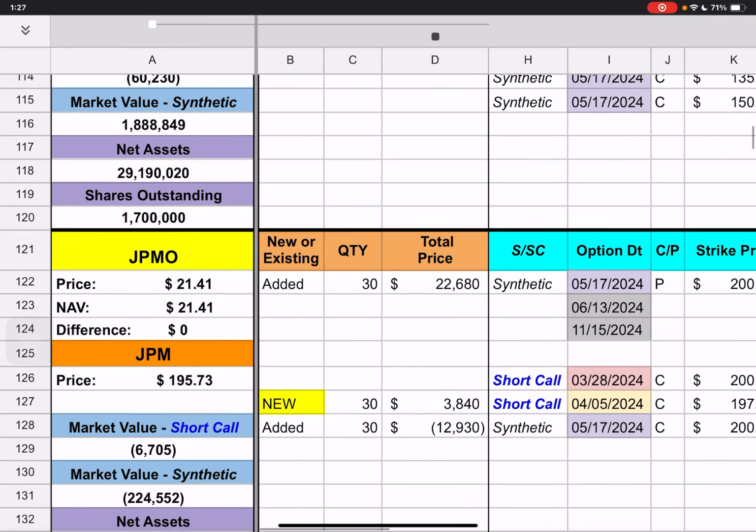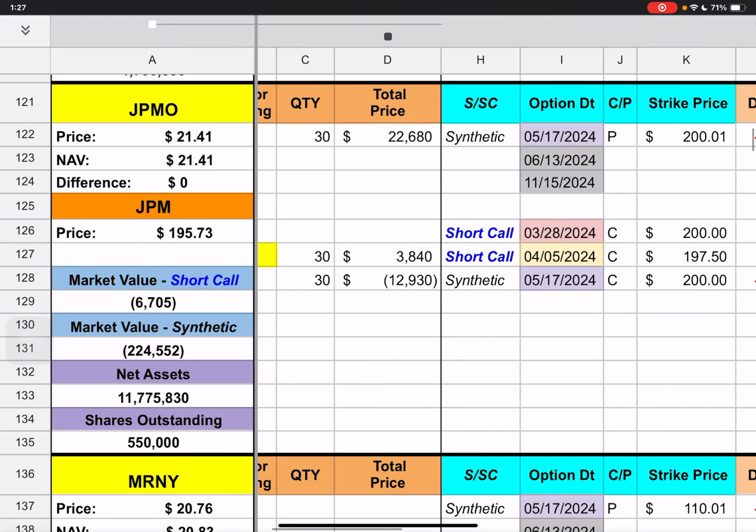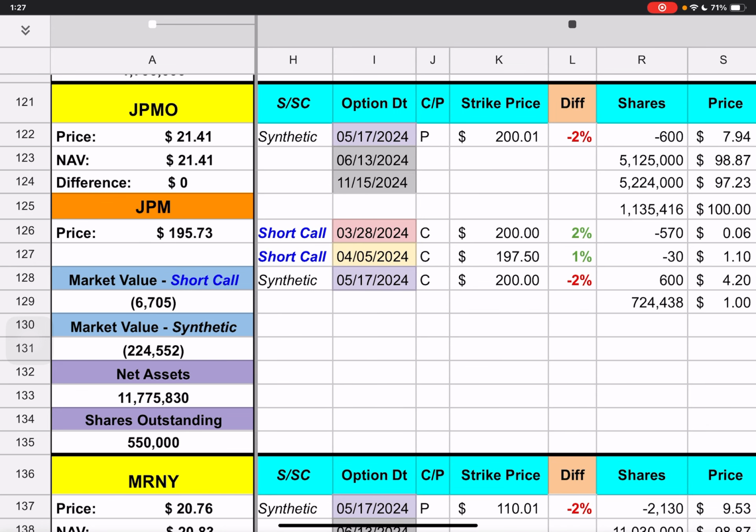JPMO closed at 21.41. JPM closed at 195.73. They added 30 contracts to the synthetic position, and they created a new short call position with 30 contracts, bringing in 3,800 in premium. That short call expires next Friday with a strike price of 197.50, and we're currently less than $2 from that, 1%. And then we're under the other short call that expires Thursday with a $200 strike price, and we're below that by 2%.